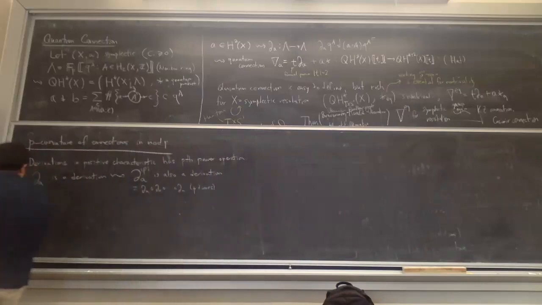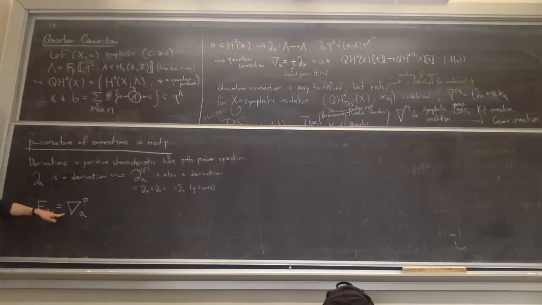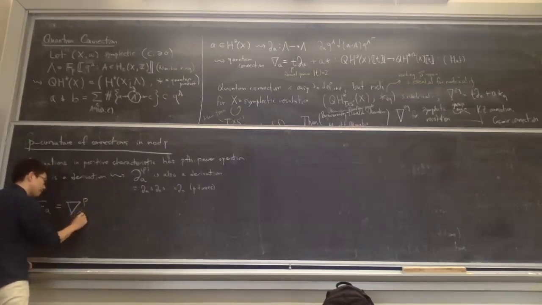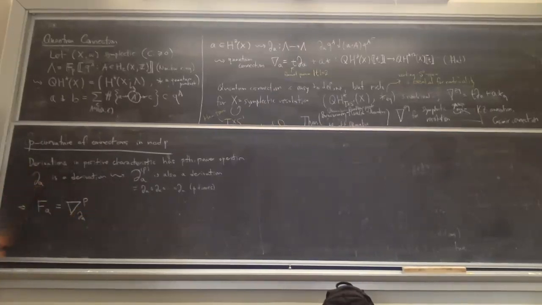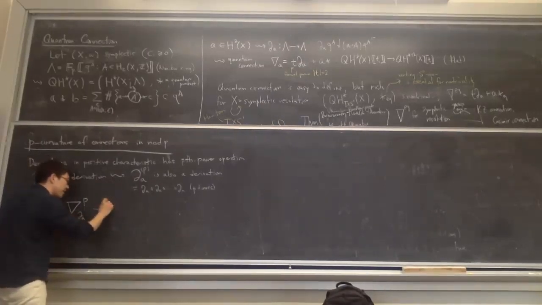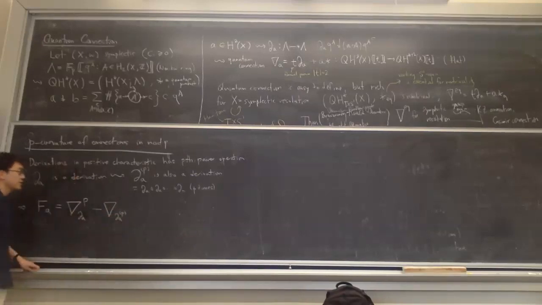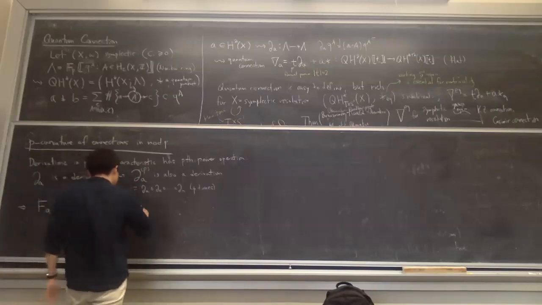And from this, you can define something called a p-curvature, which I'll denote by FA, which is the difference between the pth power of the covariant derivative in the direction of the derivation, and the covariant derivative in the direction that's given by the pth power of that partial derivative. So this is the definition of a p-curvature.